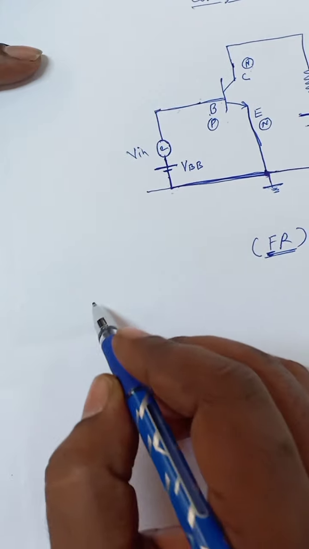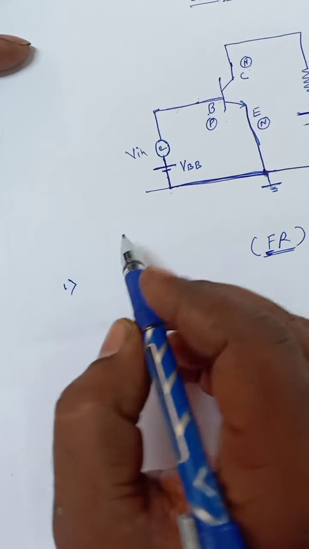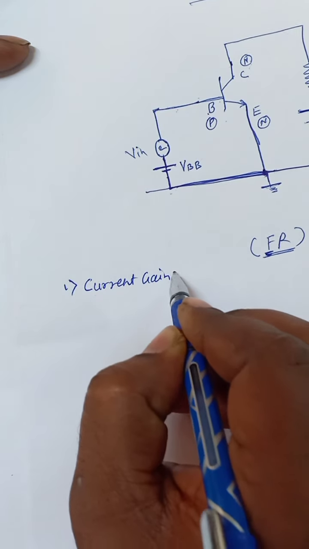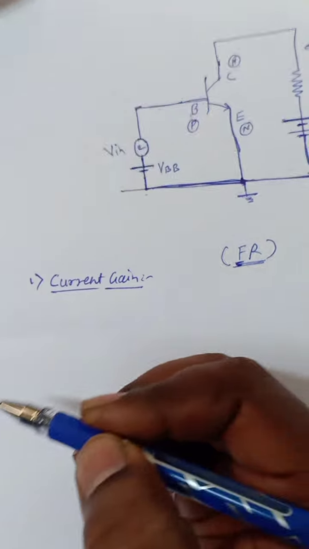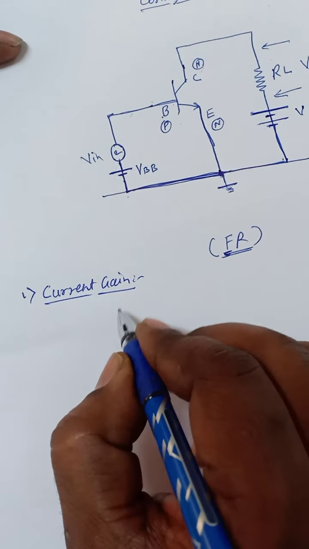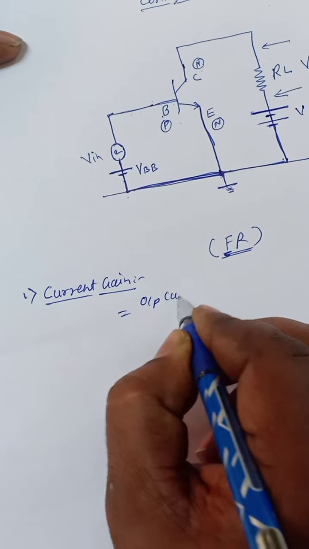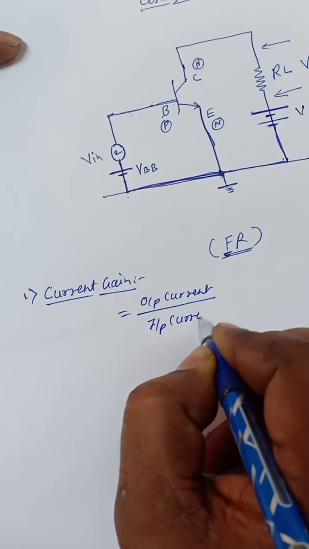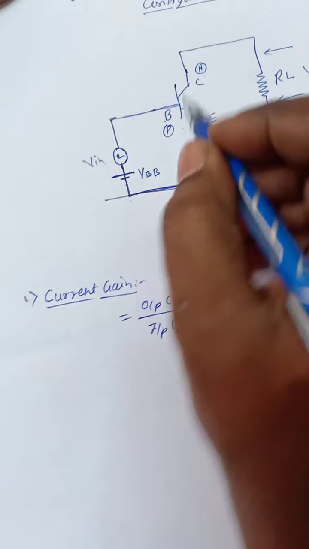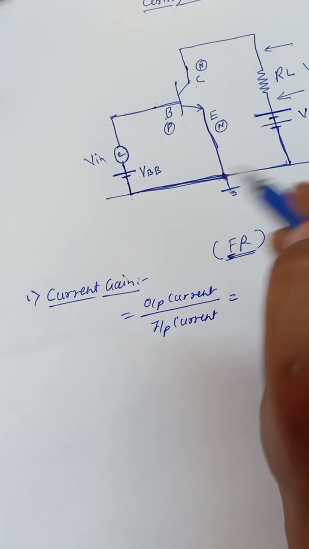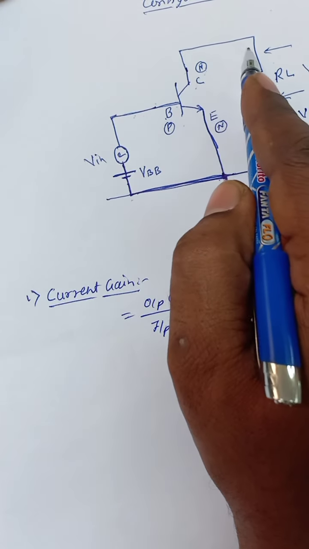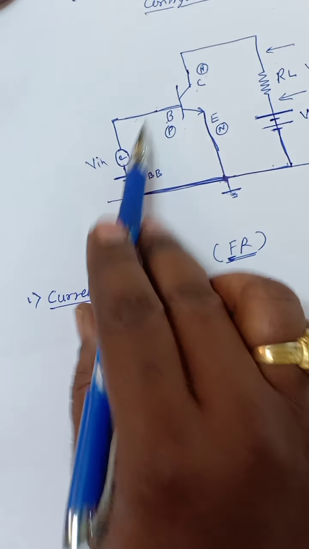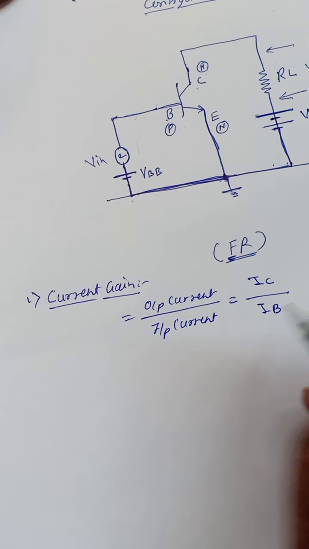The first parameter is current gain. Current gain is just like a ratio. Current gain is output current divided by input current. Here we are going to observe the output voltage between collector and emitter. The emitter is grounded, so the output current is the collector current, IC. Input is applied to the base, so the input current is IB.